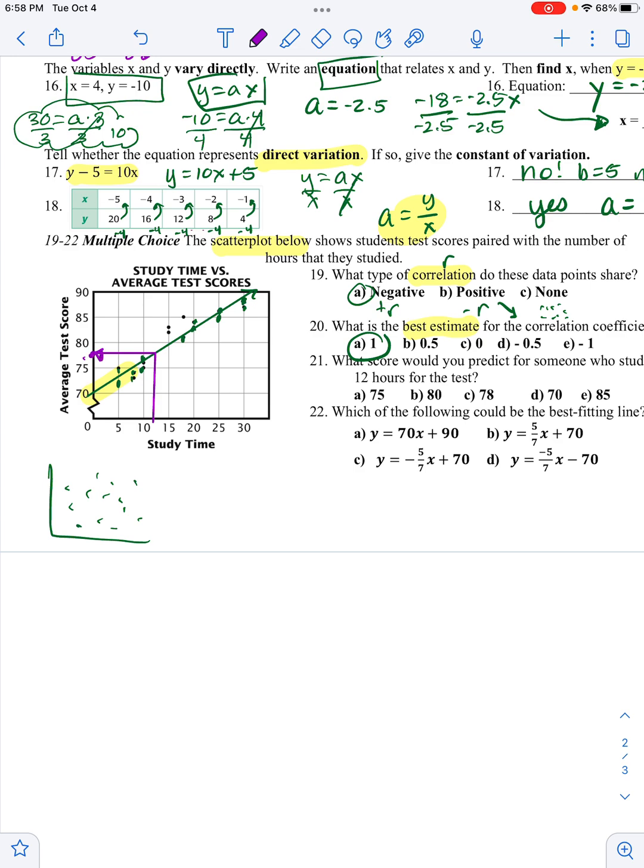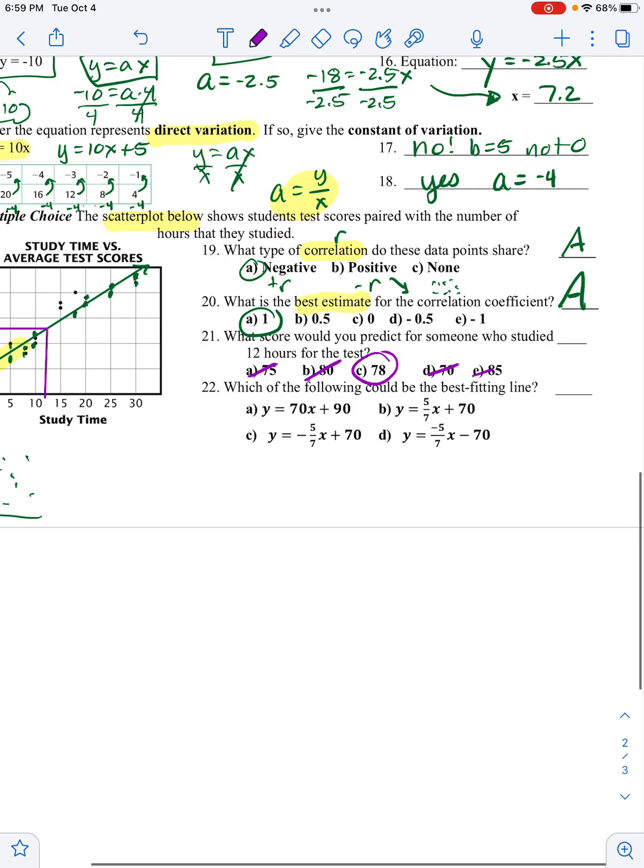So I'm looking for a number that's just a little bit under 80. 75 is right here, so that can't be it. 80 is above there, so that can't be it. 70 is way down here, so that can't be it. And 85 is way up here. So the only logical choice is 78, so C.